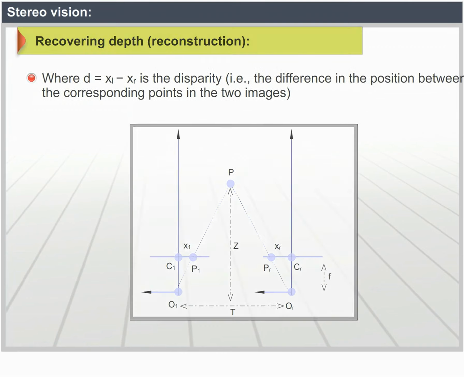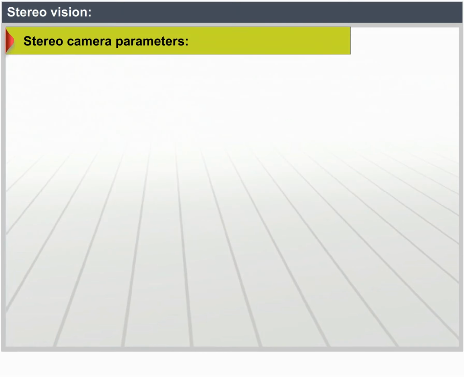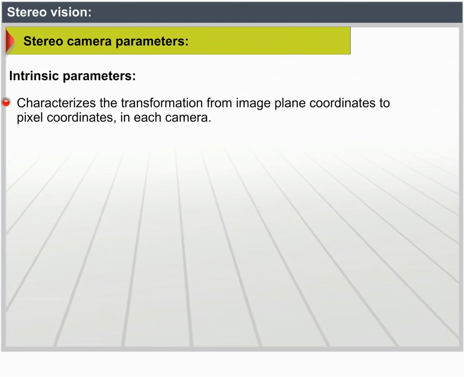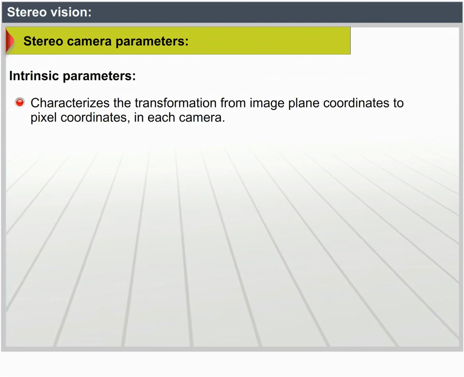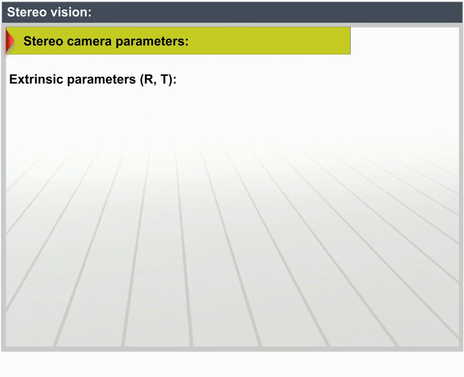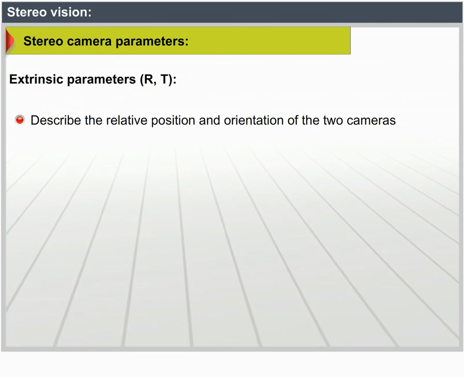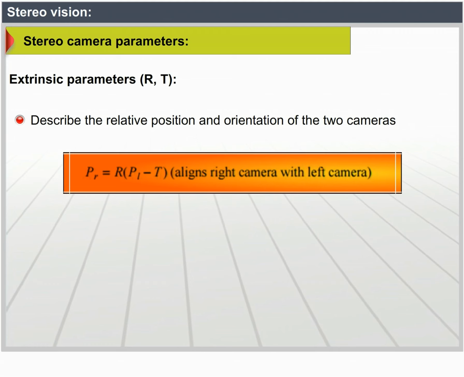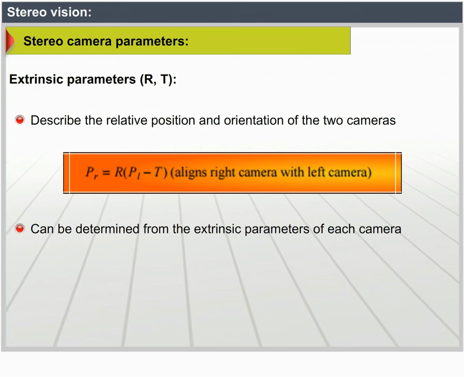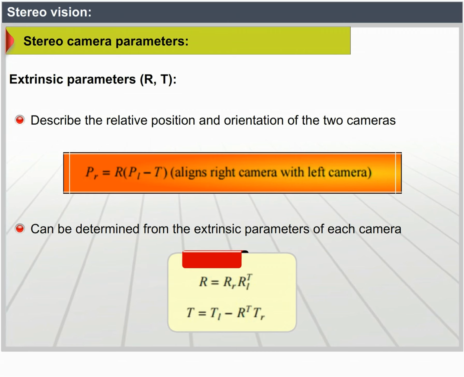Stereo camera parameters. Intrinsic parameters characterize the transformation from image plane coordinates to pixel coordinates in each camera. Extrinsic parameters, R and T, describe the relative position and orientation of the two cameras. PR equals R into (PL minus T), which aligns the right camera with the left camera. They can be determined from the extrinsic parameters of each camera: R equals RR times RL raised to the power of T, and T equals TL minus R raised to the power of T into TR.